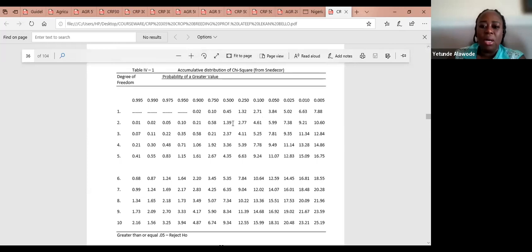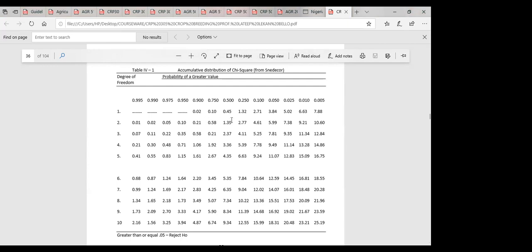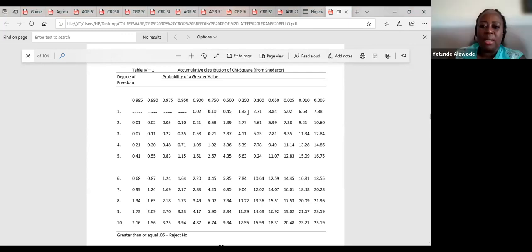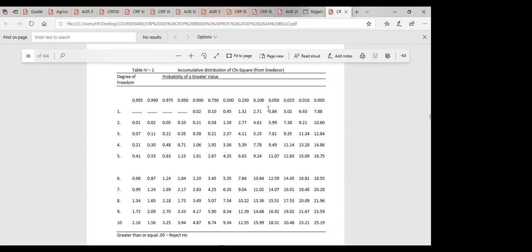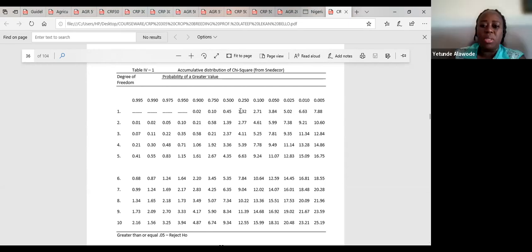Now, the value that I was talking about, the calculated value, is 0.53. We're going to check where 0.53 falls under this. Somewhere between here.